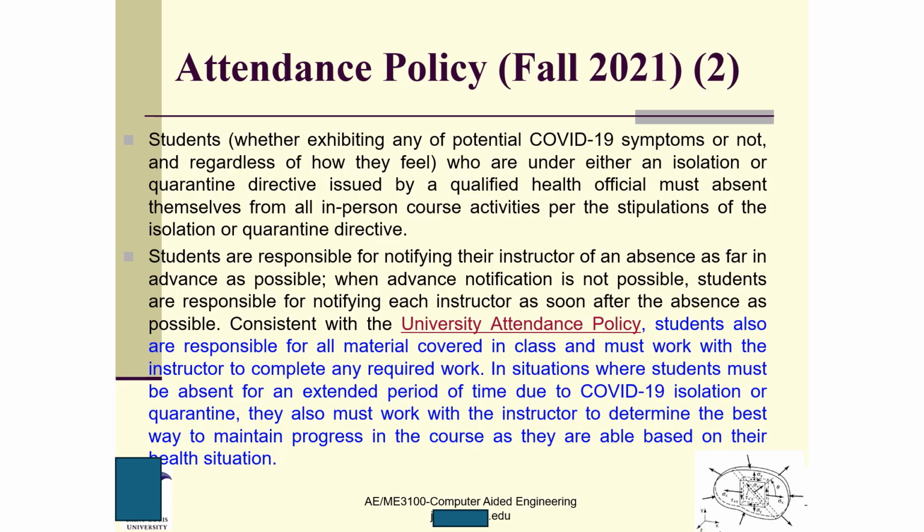Students are responsible for notifying their instructor of absence as far in advance as possible. When advance notification is not possible, students are responsible for notifying each instructor as soon after absence as possible. Consistent with university attendance policy, students also are responsible for all materials covered in class and must work with the instructor to complete any required work.